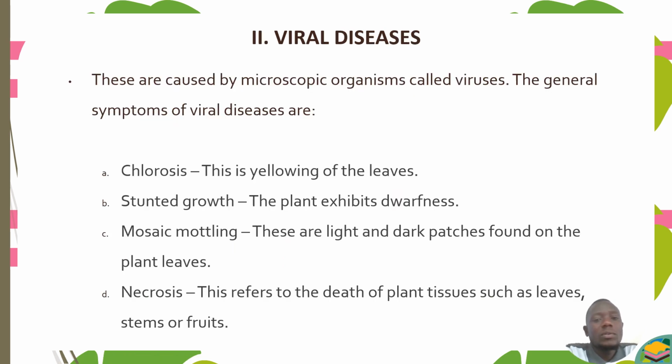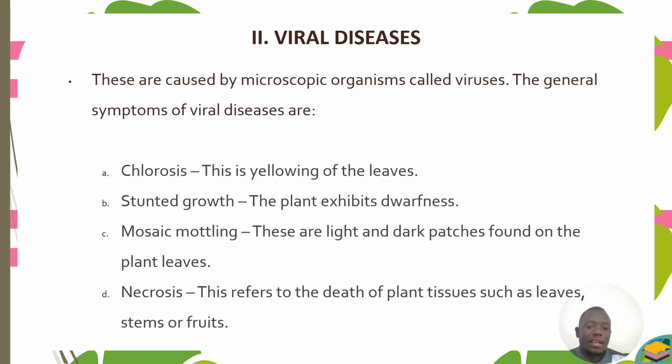Then we've got the second one, which is viral diseases. These are caused by microscopic organisms known as viruses. Viruses are microscopic, meaning that you cannot see them unless you use a microscope. So I've got symptoms of viral diseases. These are some of the symptoms, chlorosis. Chlorosis is the yellowing of the leaves. Sometimes you find that the leaves of plants, talk of maize, groundnuts, are yellow. It may be because of viral disease.